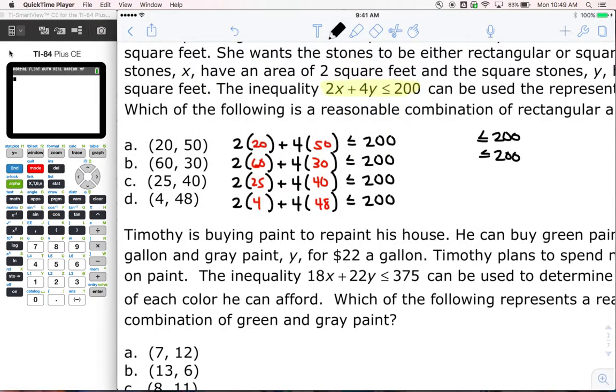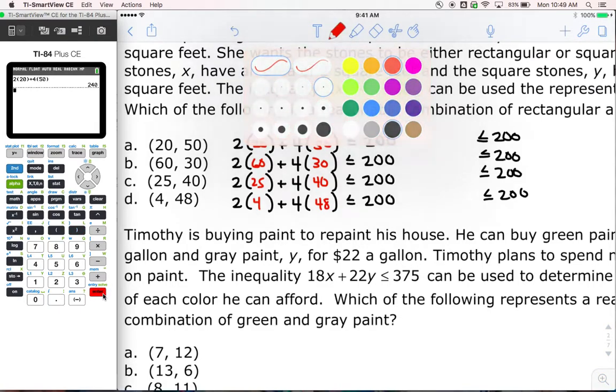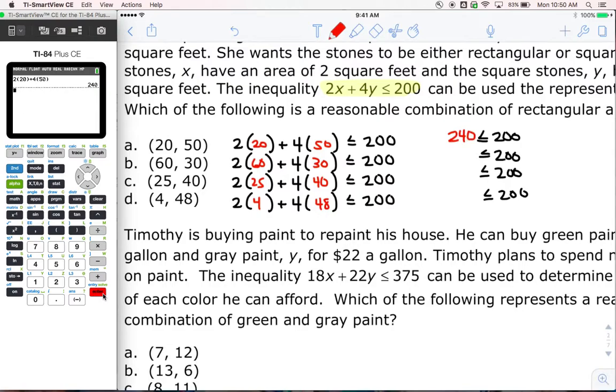All right, so we're going to be checking each of these to see is it less than or equal to 200. And so what we're going to do is just use our calculator over here really quickly. So we're going to type in the option we're going to check, A: 2 times 20 plus 4 times 50, and what do I get? All right, I get 240. All right, is 240 less than or equal to 200?